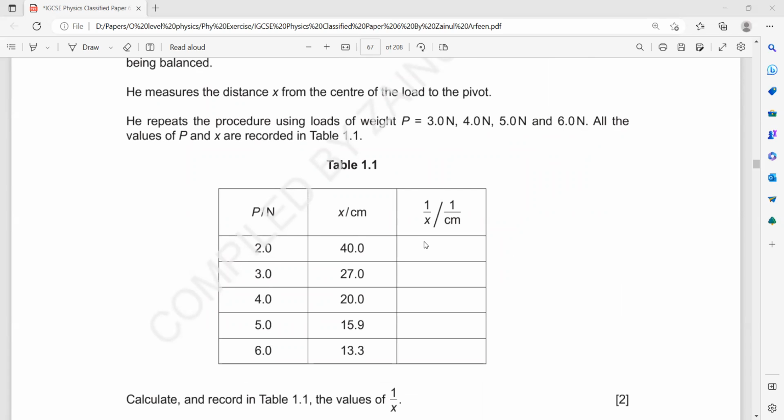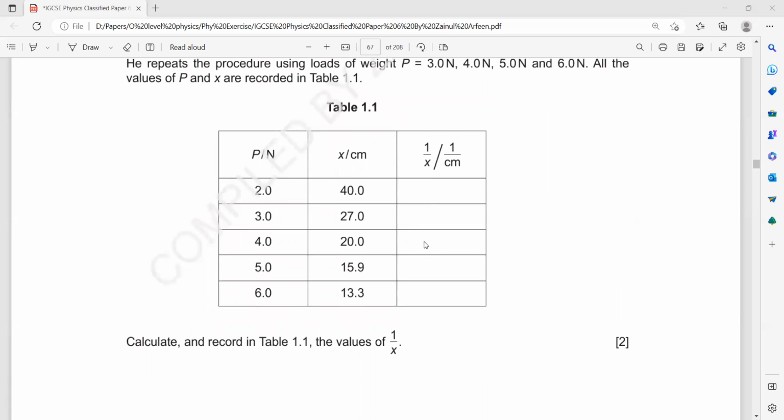So we have to calculate the value for 1 over X. What will be the value for 1 over X? Like the reciprocal of X. 1 over X means 1 divided by 40, 1 divided by 27, 1 divided by 20, 1 divided by 15.9, 1 divided by 13.3. You can use a screen annotation to complete this table, the value for 1 over X.